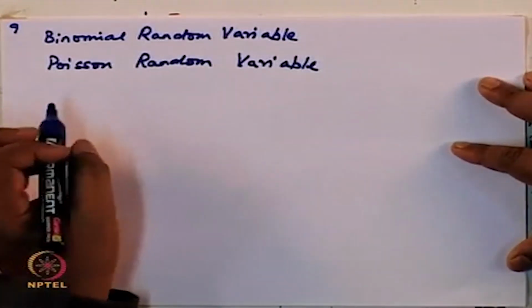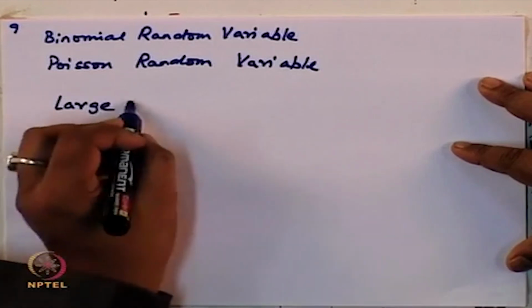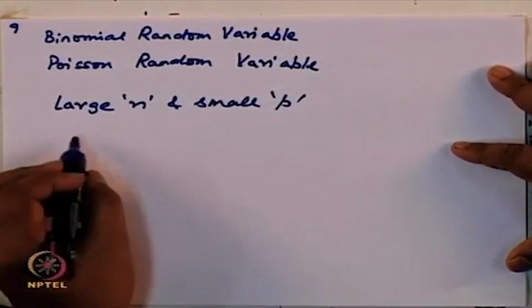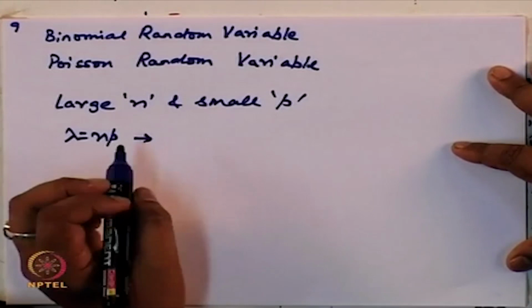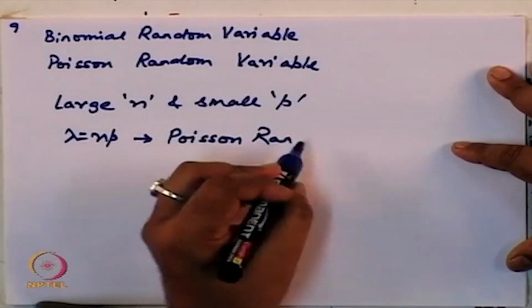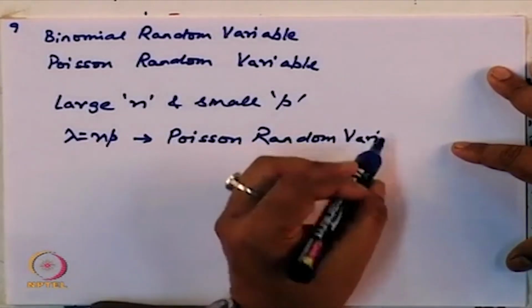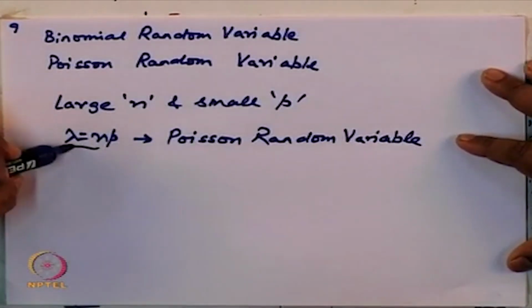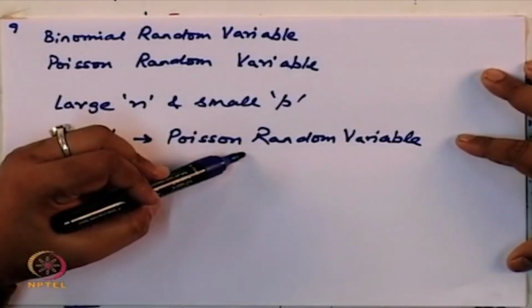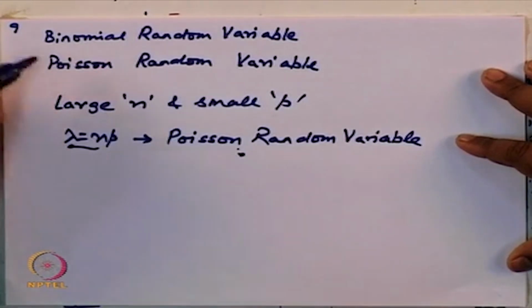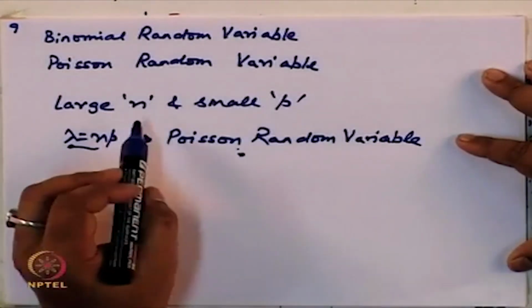So, it can be shown that for large n and small p, where lambda is equal to np, we will have the Poisson random variable. In other words, if you choose lambda equal to np, then the probability you calculate from the Poisson random variable will be very similar to the probability you calculate using the binomial random variable. So, there are similarities when you use binomial and Poisson random variables for certain values of n and p.